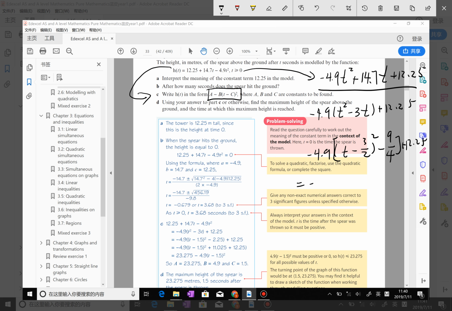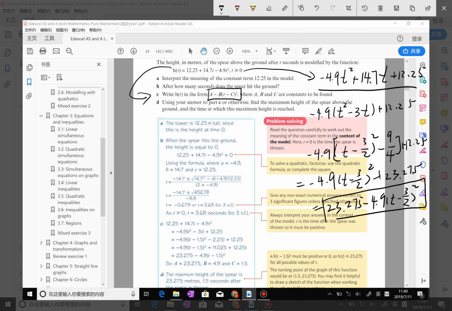So we finish it: 4.9 times (t minus 3 over 2) squared, and then plus 23.275. Then we exchange the position to 23.275 minus 4.9 times (t minus 3 over 2) squared. So this is the answer we want. All right, let's look at question D. I'm going to clean them all.